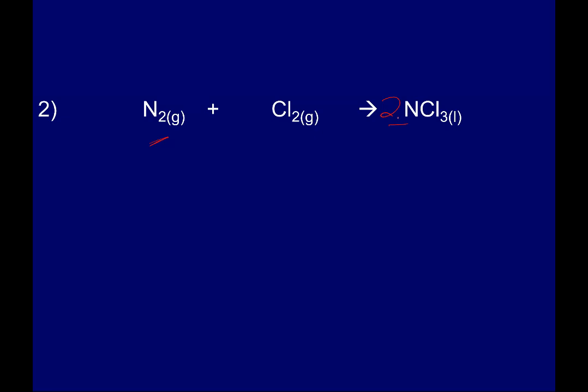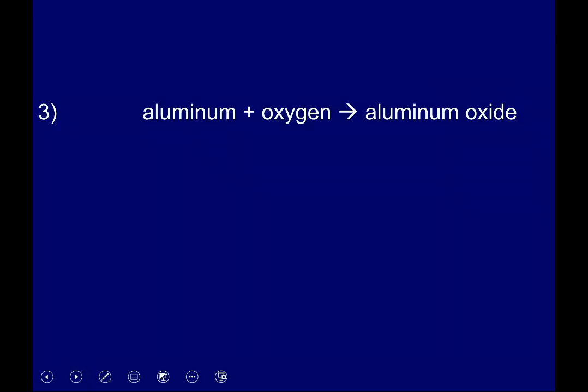That throws my chlorines out of whack. How many chlorines do I have if this multiplies through? 2 times 3 chlorines is 6. The only way to make this 6 chlorines is to multiply by 3. Now I have 6 chlorines. I have 2 nitrogens, I've got 2 nitrogens, and now I have 6 chlorines. So everything is happy and it is done.